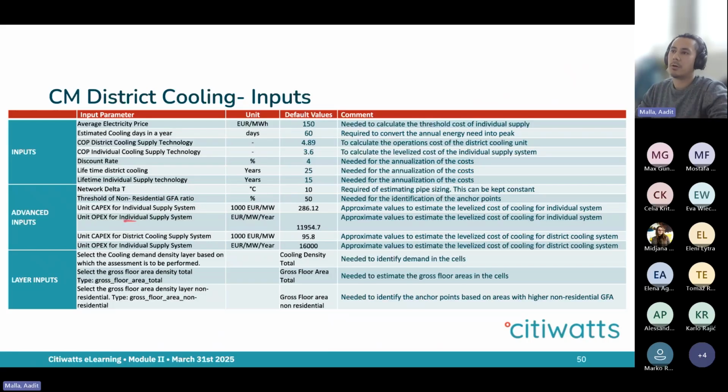And then we have costs for the individual units and district cooling units. These costs are then used for the calculation of the levelized cost of cooling. The default values are based on literature, but if the user has specific or better local-level values, then this can be changed. And then with regards to the input layers that I mentioned earlier, we have 3 different layers used as input, which are used to identify the potential areas.